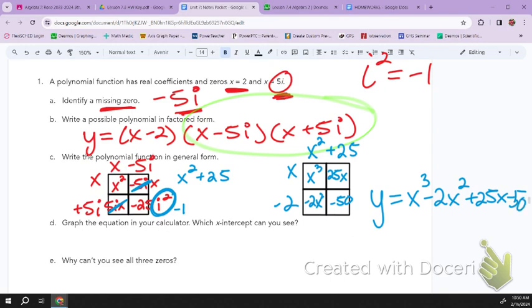Okay. What questions do we have? It says graph on your calculator. We would do it on Desmos. Why can't you see all 3 zeros? Why can't I see all 3 zeros? 2 of them are imaginary. Yep, 2 are imaginary. Questions? All right, we're going to do our exit ticket.